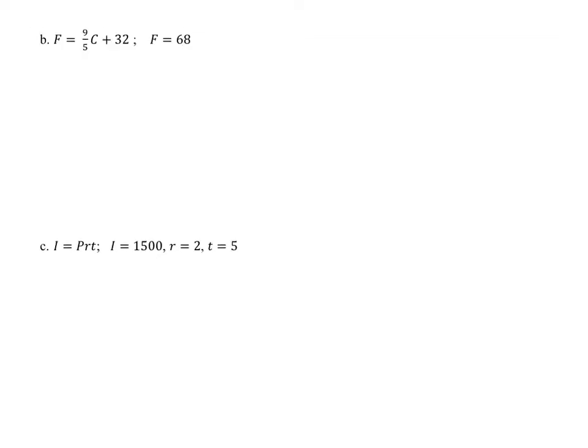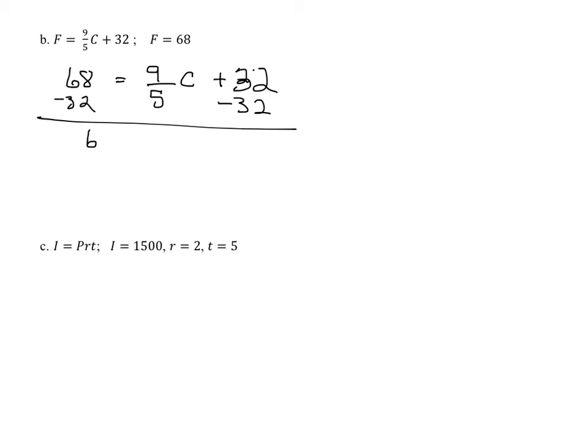Next, let's do this one. This is a conversion from centigrade to Fahrenheit. So F is equal to 68. So we're now going to solve for C. So I'm going to subtract 32 from both sides. 6 take away 3 is 3.